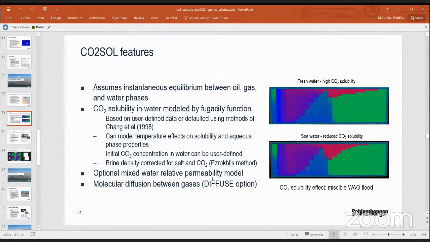Just to give an idea of the impact of salinity on CO2 solubility, here the top picture shows an experiment where fresh water is used, and there's very high solubility of CO2. So the red shows the CO2 breaking through towards the producer. It's a fairly small amount compared to what happens if you use seawater with higher salinity. CO2 is not so soluble, so here you've actually got much more gas travelling towards the producer compared to what happens with fresh water.